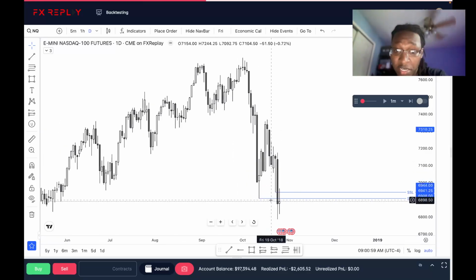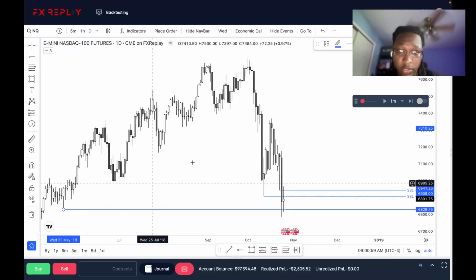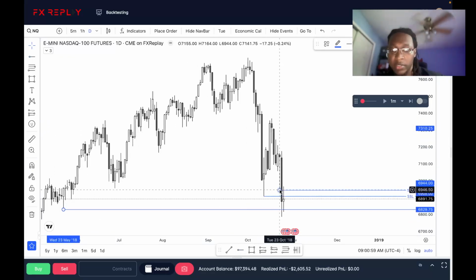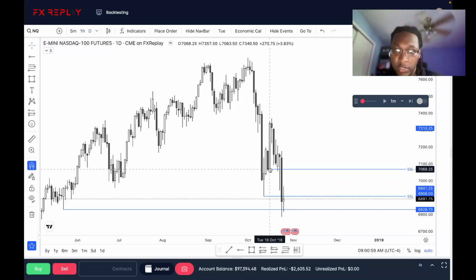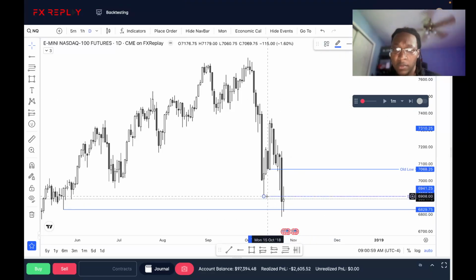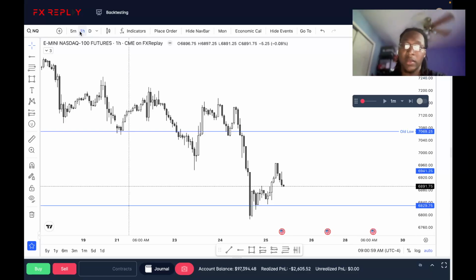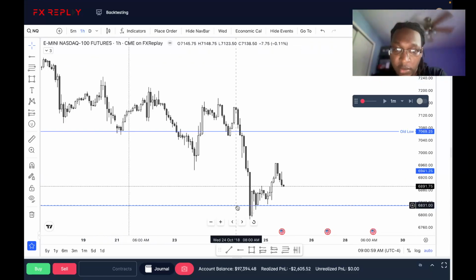Now, what did we just do? We took out sell side liquidity, right? And we also took out some liquidity from back here. So, with that being said, what can we trade back up into? We have this order block right here that we could trade back up into. So I'll just put this as an old low for simplicity. So we just took out sell side liquidity down here.